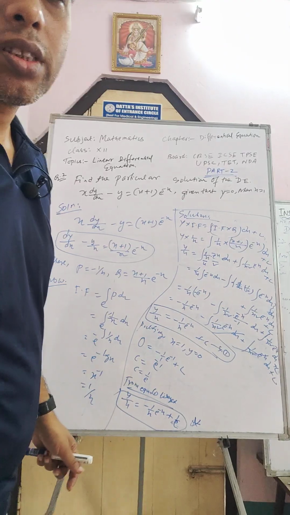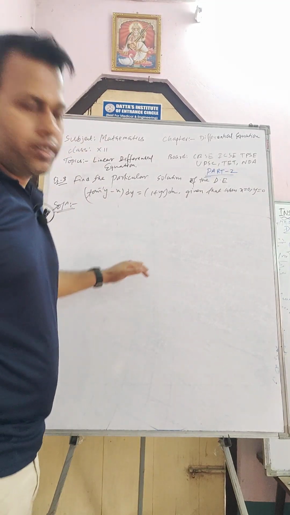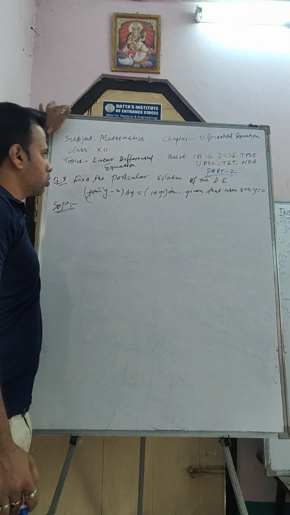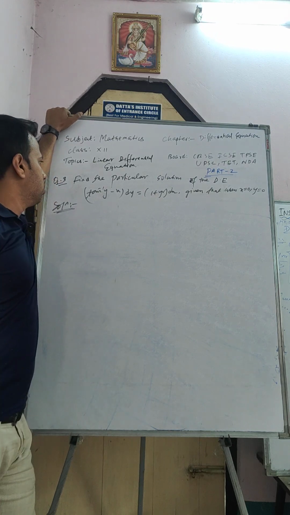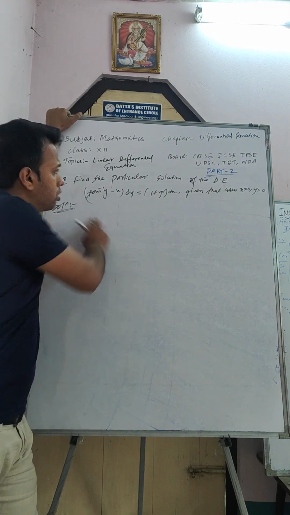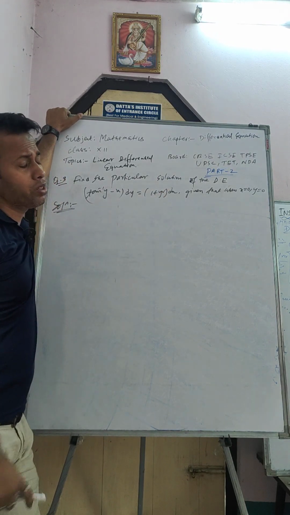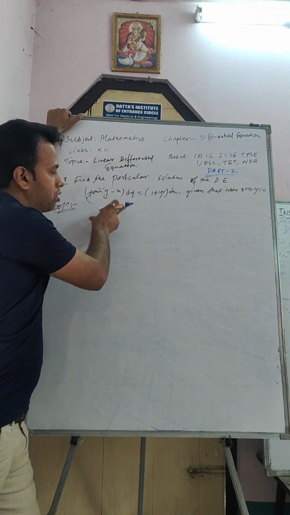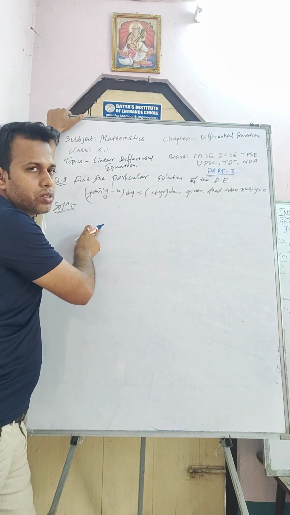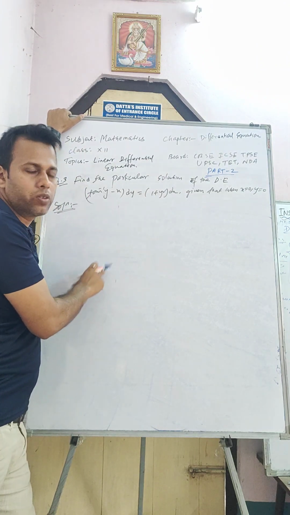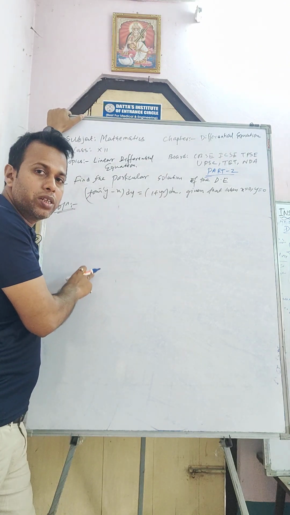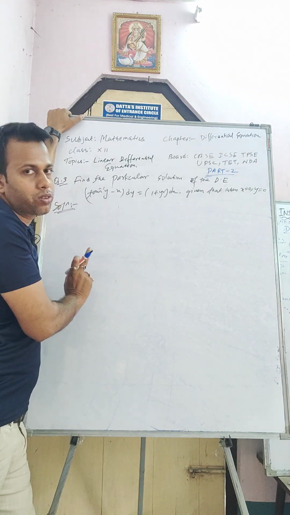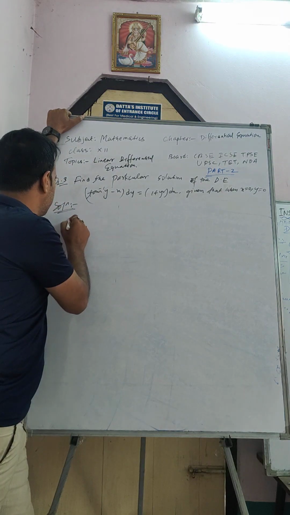Okay, I hope that is clear. So students, our next question, question number 3, is like this. Find the particular solution of the differential equation, this one, given that when x equal to 0, y equal to 0. Now you have to convert this differential equation into the linear form. It may be dy/dx plus Py equal to Q, or it may be dx/dy plus Px equal to Q. Okay, so let's try.